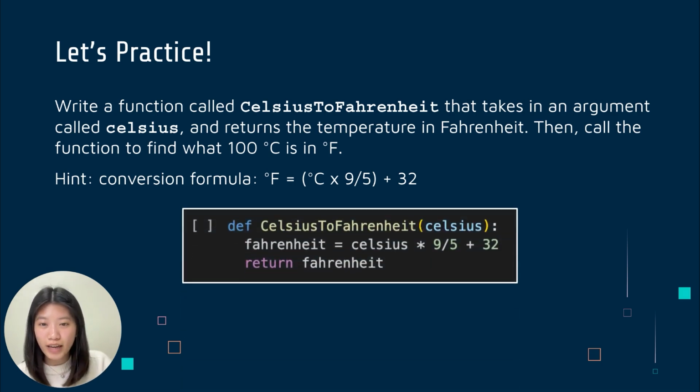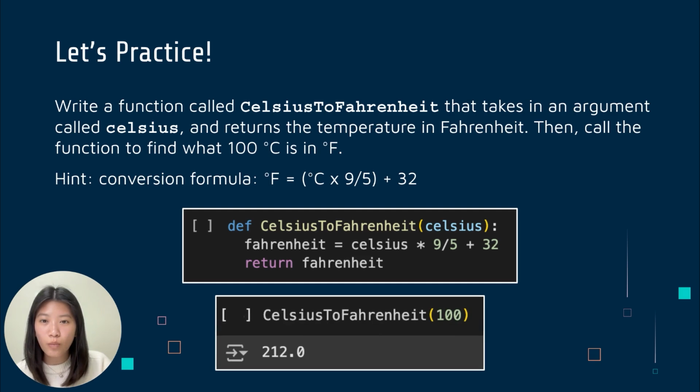We first write def and then the name of our function, Celsius to Fahrenheit, and then in parentheses any arguments that we want for this function. This function only asks to create one argument called Celsius, which is what we did, and all the code below this function declaration is what the function actually does. So first we create a variable called Fahrenheit, and we set it equal to Celsius times 9/5 plus 32. And then we return this newly created variable Fahrenheit.